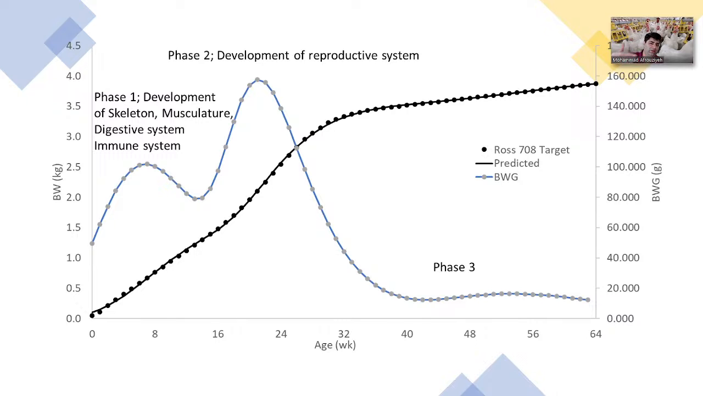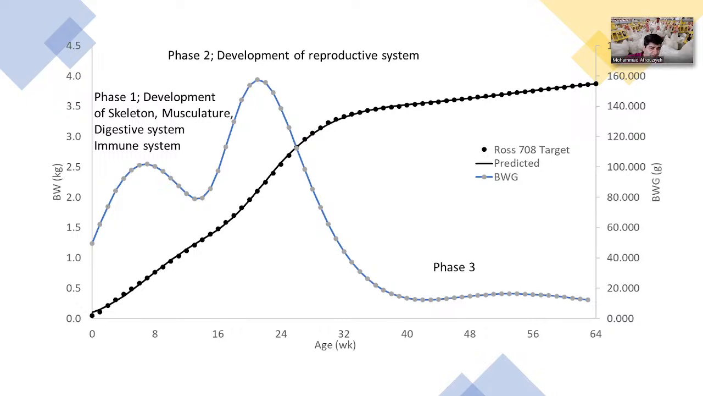So, as I was talking about phase 2, development of the reproductive system, it's really important to have a little bit of fat accumulation. By that, they can come into lay on time, and by that we would have a uniform flock. I'll talk about that again later on.